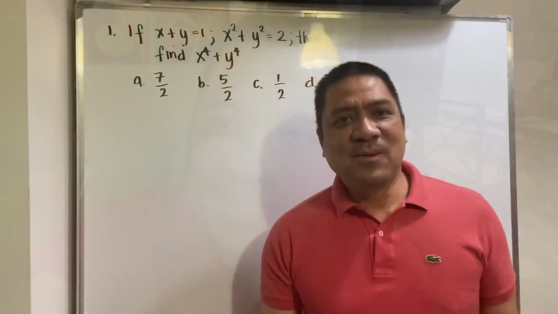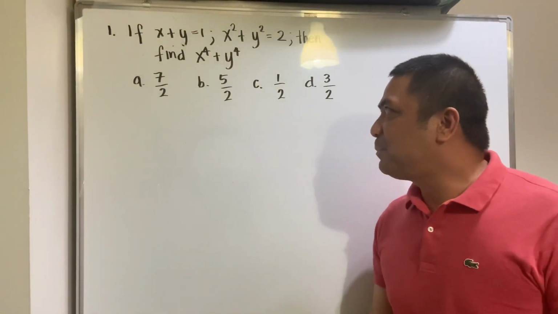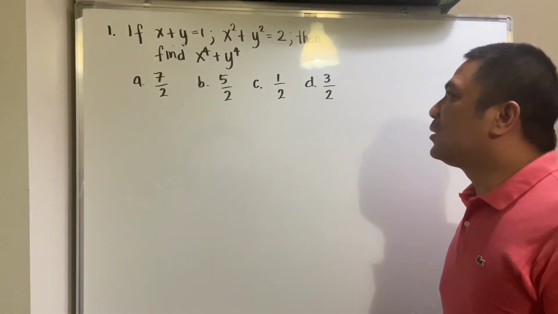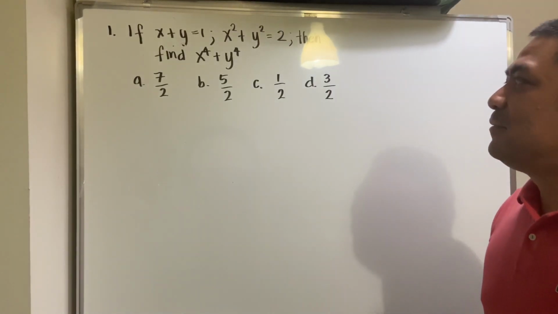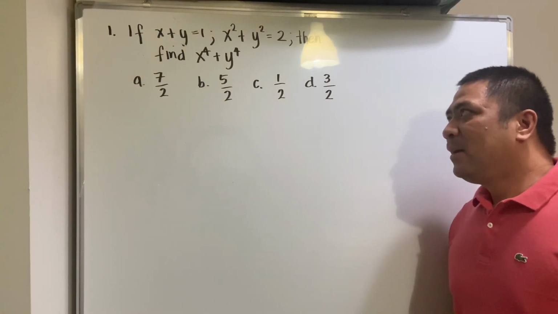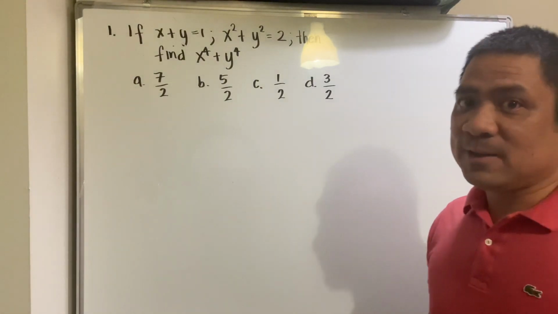Okay, so let's have our first problem. Our first problem says that if x plus y is equal to 1, and x squared plus y squared is equal to 2, then we are asked to find the value of x to the fourth plus y to the fourth. So, usually, the common approach here is by substitution.